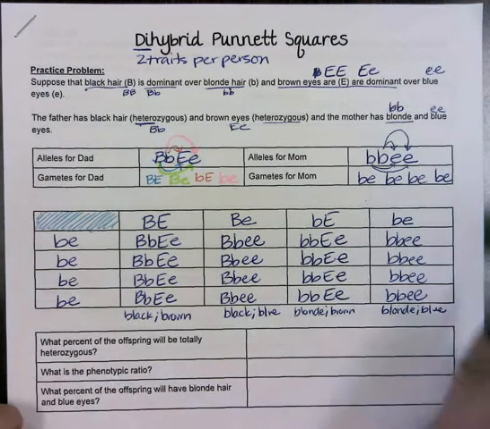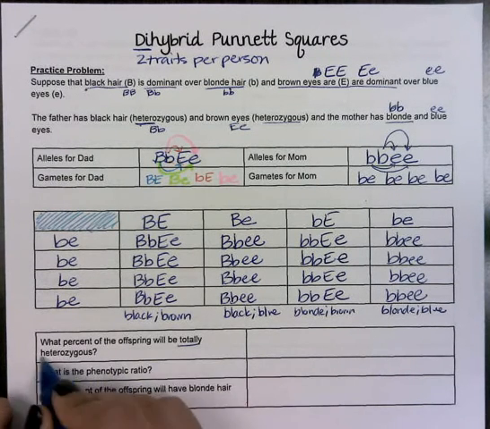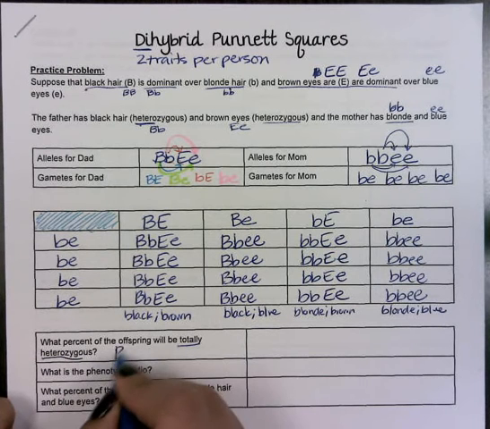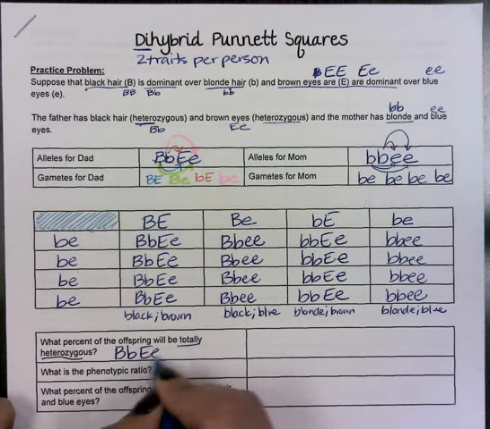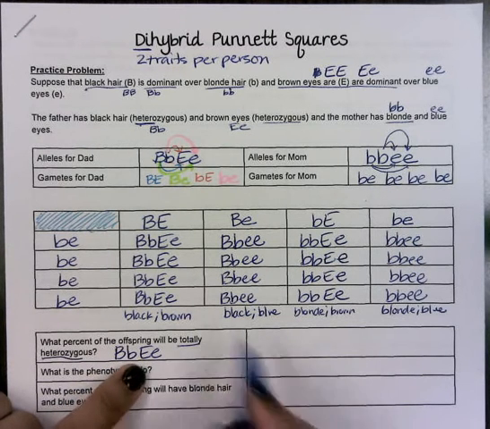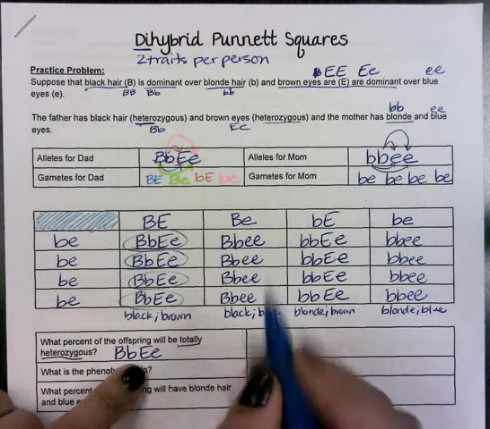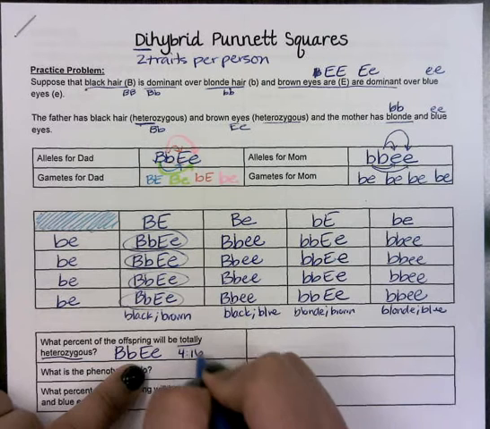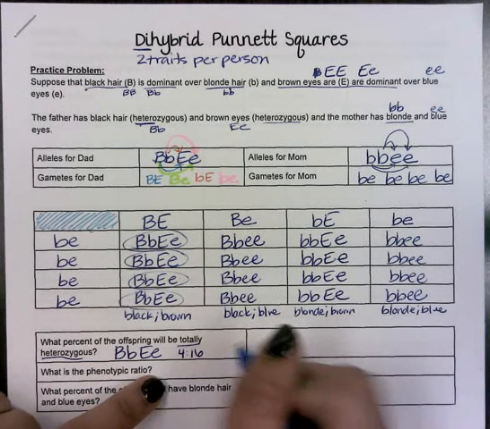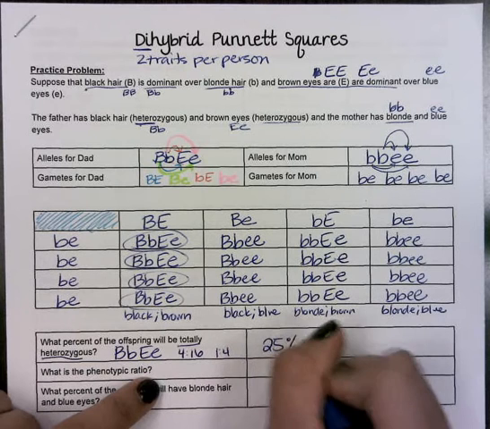Now, the question asks, which offspring will be totally heterozygous? Totally heterozygous means both alleles are in the heterozygous state: capital lowercase, capital lowercase. So right now it would be this one, this one, this one, and this one. So that's 4 out of 16. It reduces to 1/4. And 1/4 as a percentage is 25%.